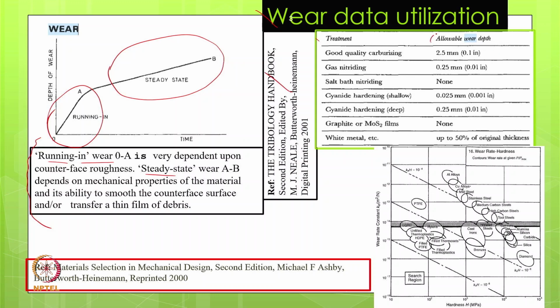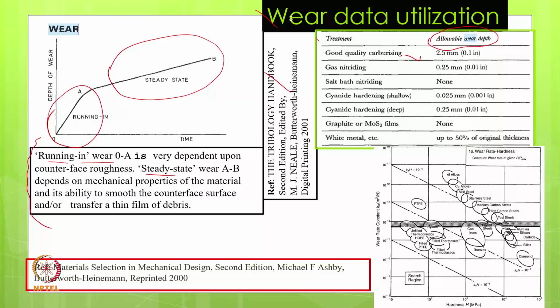Here it is given as allowable wear depth. What is the meaning of that? We need to go ahead with this much thickness of the coating, or some sort of hardening, something like surface hardening or case hardening. So we say that for good quality carburization, the depth comes up to something like 2.5. Now, in the absolute sense, I don't find any sense in this. It has to be related to something. Now, instead of carburization, if you go for nitriding, it is 0.25.